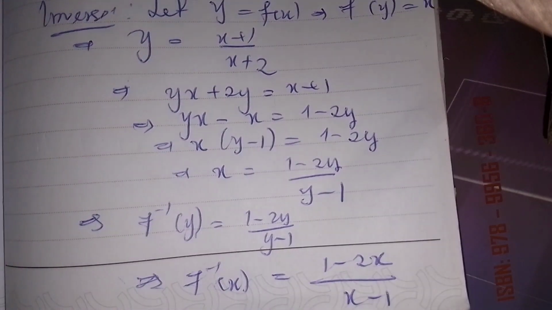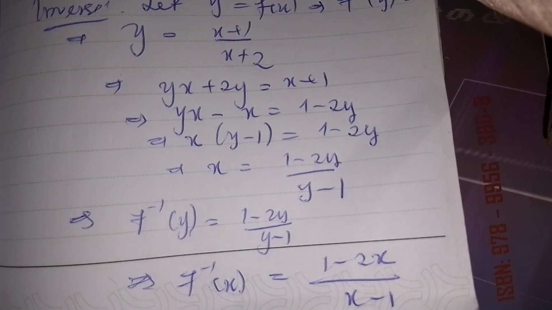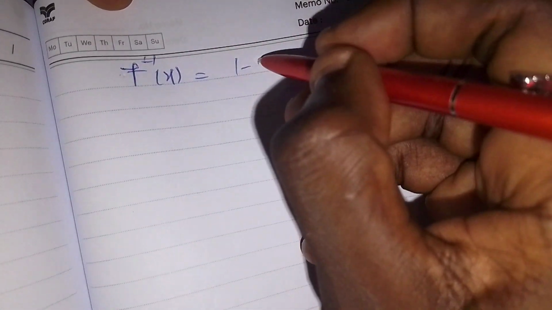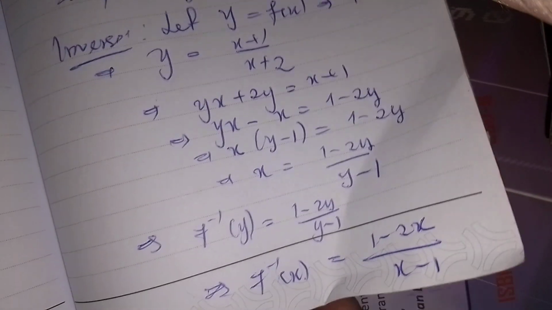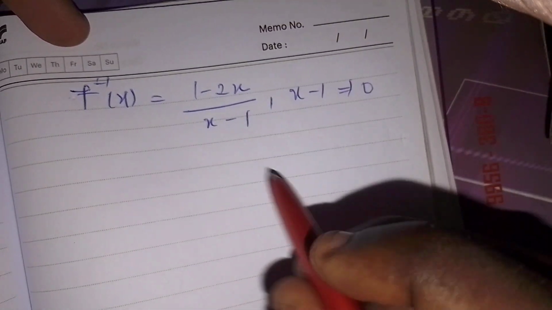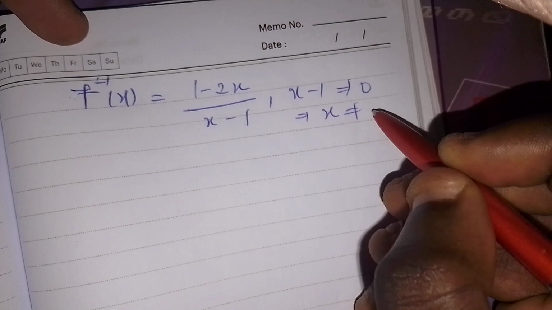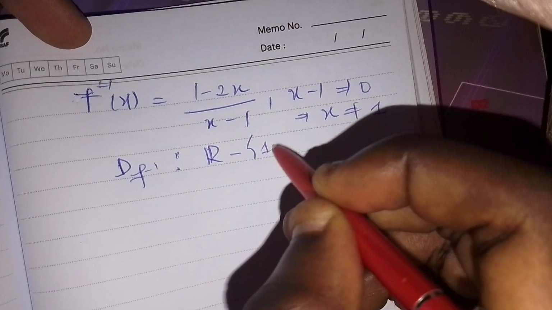That is the inverse. Now, what is the range of this function? The range is the domain of definition of the inverse. Now, what is our inverse function? Our inverse function is 1 minus 2x divided by x minus 1. So for this inverse to be defined, what should happen? x minus 1 should not be equal to 0, because that's a denominator, which means that x should not be equal to 1. So the domain of the inverse is the set of real numbers excluding 1.